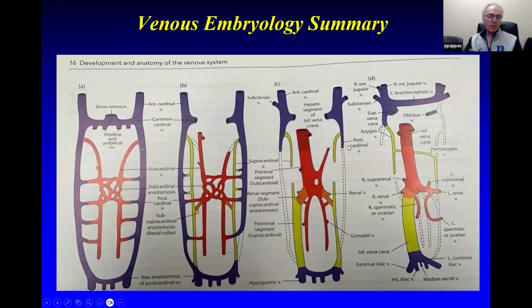So looking at it in a different way. This is your posterior cardinal veins. These are the ones that regress. These are your subcardinal veins. And you can see here how they form the middle part of the inferior vena cava, veins to the kidneys, and then your adrenals. And then here, this is the sacral cardinal vein, which forms the iliac veins and the infrarenal portion of the inferior vena cava.